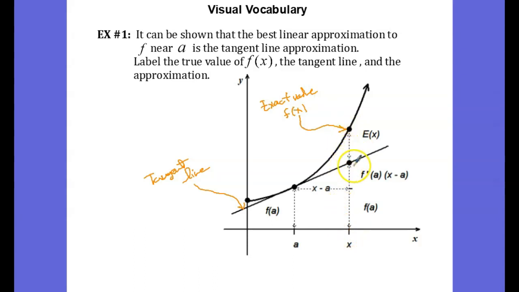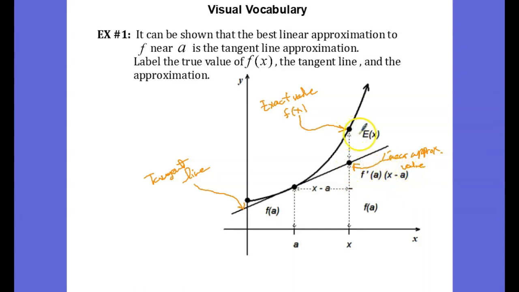Now the approximation is actually this point right here. So we can label this our linear approximation value. And you'll notice that the y value here comes from taking our f of a value, this initial y value, and adding to it this difference right here. Well, what is that difference? Well, that difference is going to be the unit rate of change times the distance that we travel on the x-axis. Well, the unit rate of change is going to be the slope, which is f prime of a, times our delta x, which is x minus a.